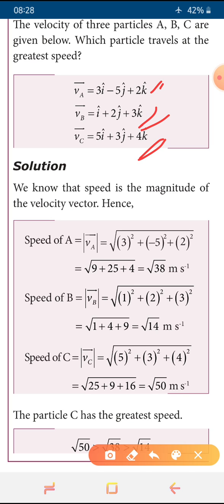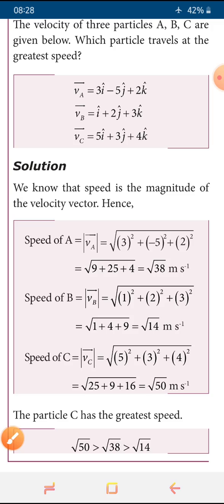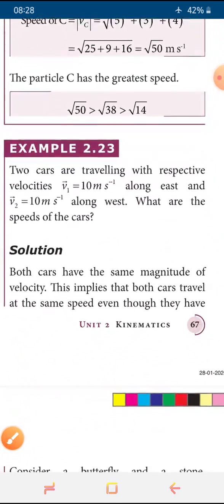And here you compare A, B and C. The particle C has the greatest speed. So we can say particle C is greater than A, which is greater than B. So the least one is B. The B particle is moving with the least speed, with the value of square root of 14. And C has more, that value is square root of 50 meter per second. Okay, and we are getting the answer for this.